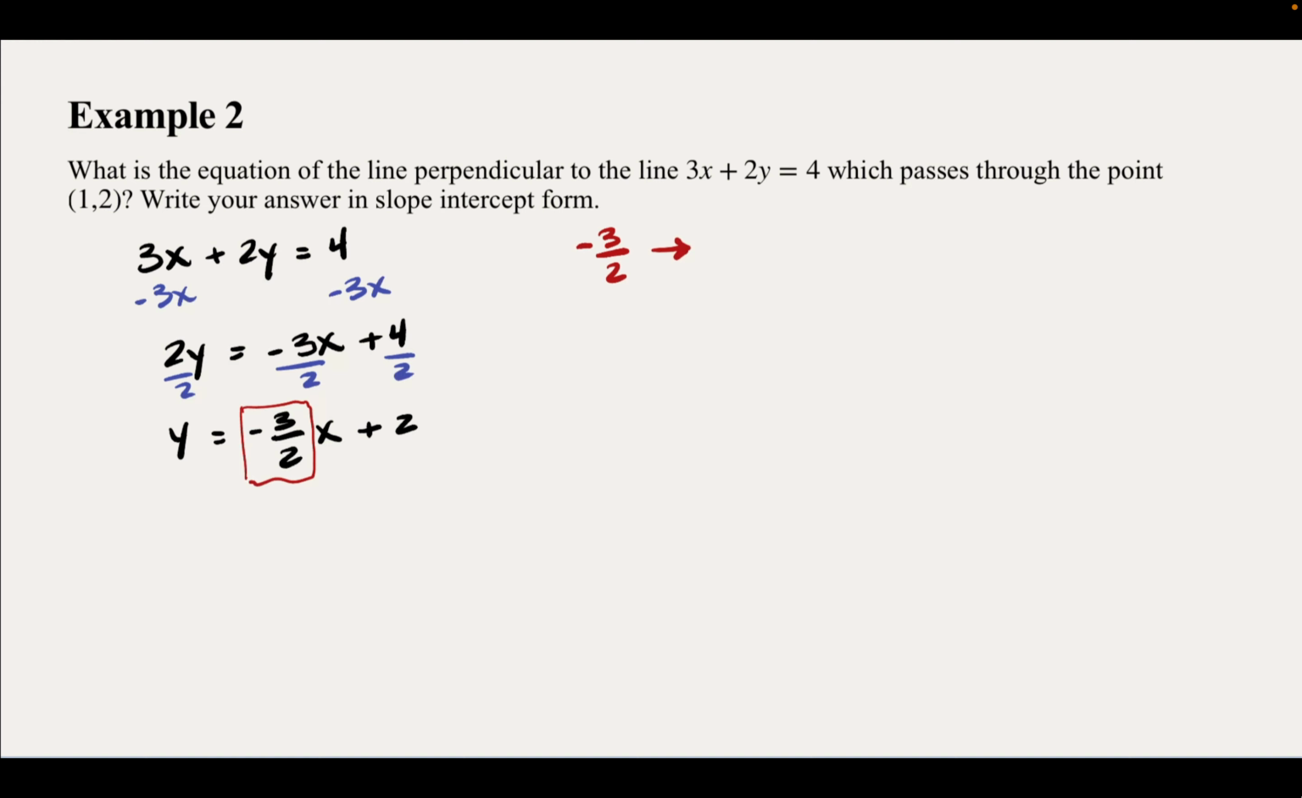I want the opposite reciprocal. Remember, for perpendicular lines, you want the opposite reciprocal. So I'm going to do two things. I'm going to flip it over, and I'm going to drop the negative. The opposite reciprocal of negative 3 over 2 is positive 2 over 3. Now, I've got the slope of my perpendicular line, 2/3. I've got a point, 1, 2. Once again, I'm going to use point slope form.